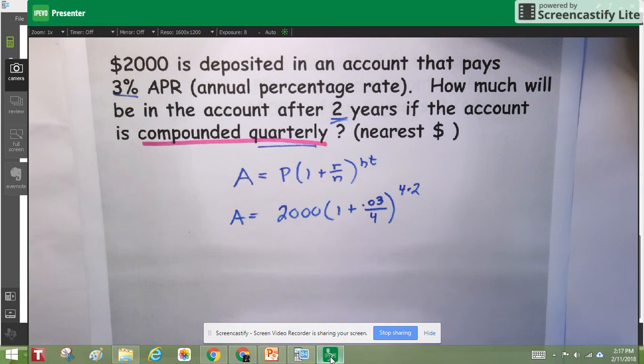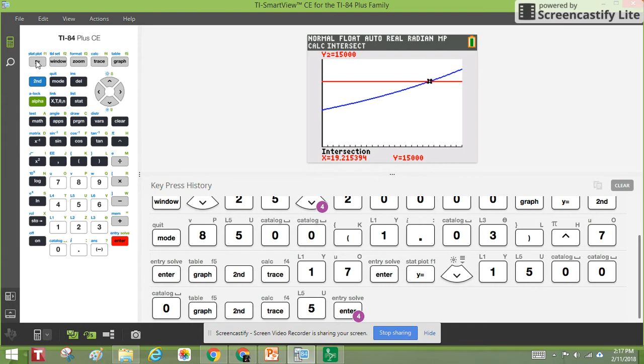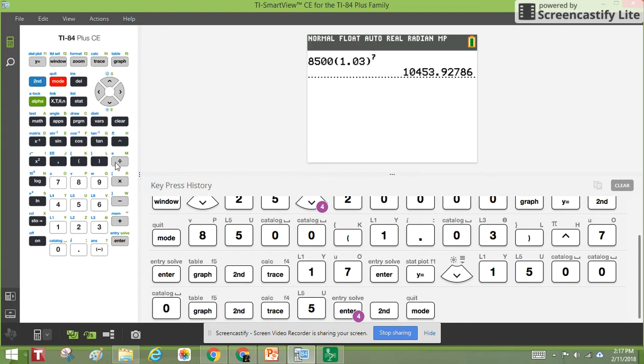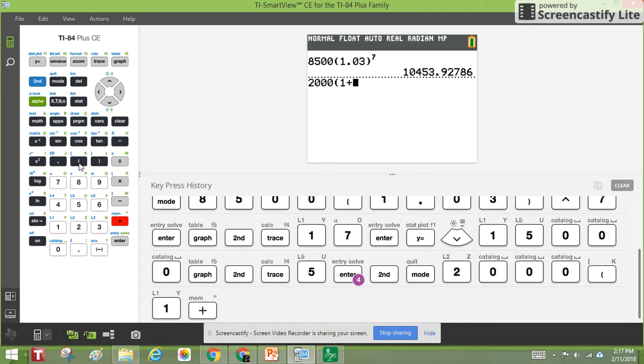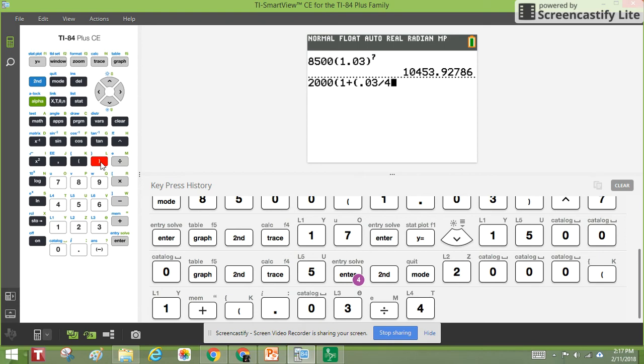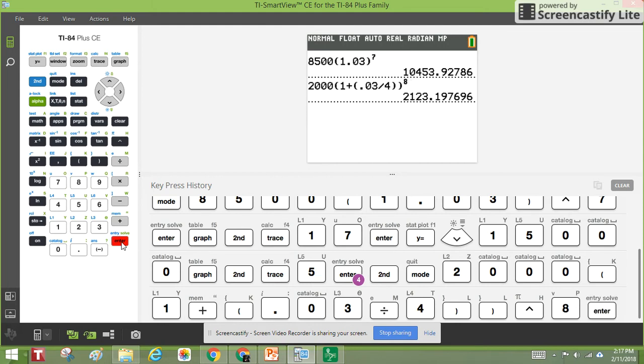And again, now I can just go to my calculator and put this into my calculator. I can say 2,000 times 1 plus, I'm going to put parentheses again to put the 0.03 divided by 4 in those parentheses. And then I have to raise that to 8. 4 times 2 is 8. And you can see here that if I deposited $2,000, I would end up with $2,123.